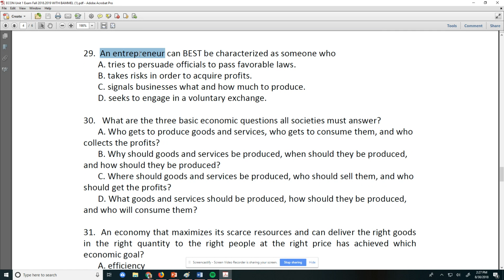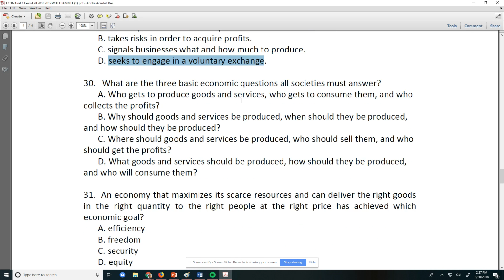29. An entrepreneur can best be characterized as someone who A, tries to persuade officials to pass favorable laws. B, takes risks in order to acquire profits. C, signals businesses what and how much to produce. Or D, seeks to engage in a voluntary exchange.